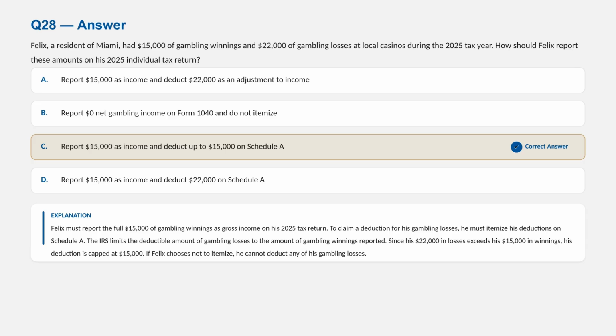Felix must report the full $15,000 of gambling winnings as gross income on his 2025 tax return. To claim a deduction for his gambling losses, he must itemize his deductions on Schedule A. The IRS limits the deductible amount of gambling losses to the amount of gambling winnings reported. Since his $22,000 in losses exceeds his $15,000 in winnings, his deduction is capped at $15,000. If Felix chooses not to itemize, he cannot deduct any of his gambling losses. Great. Now let's move to our next question.